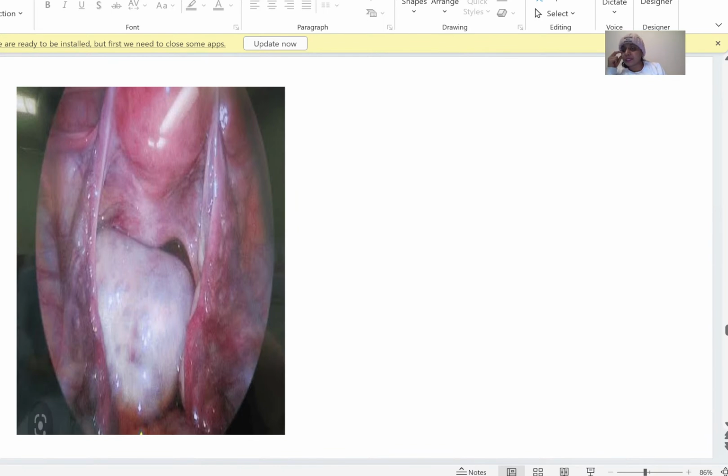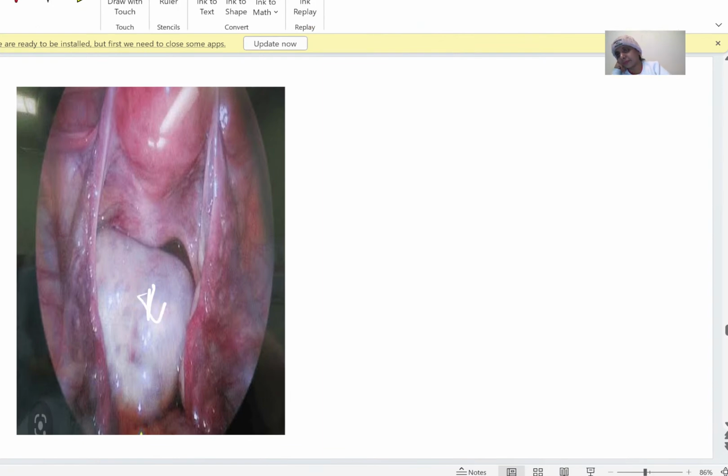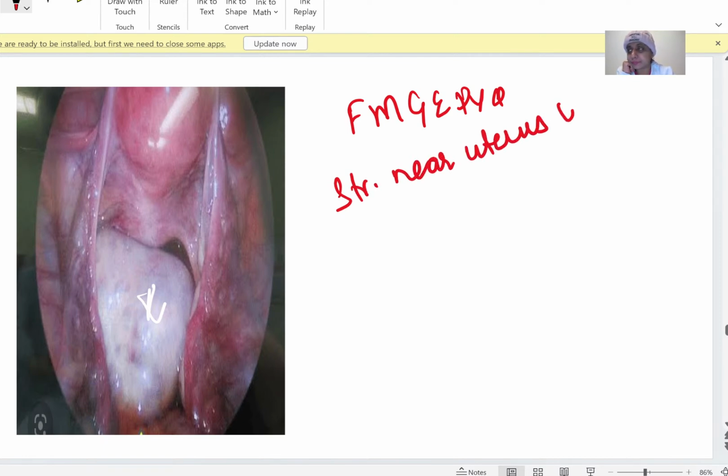What is this? What is this near the uterus? This is an FMG PYQ. Structure near uterus is. No, this is not candidiasis. This is a laparoscopic image, beta. This is uterus. You are taking it as vagina. This is uterus. What is this?